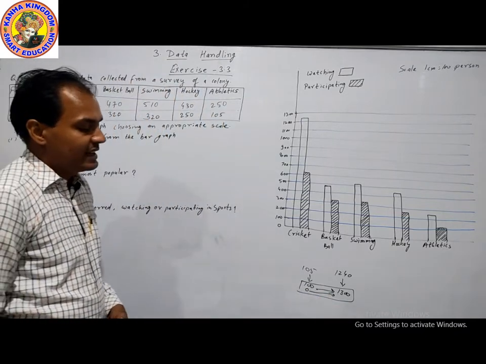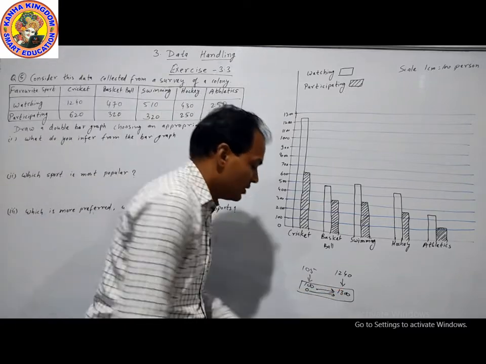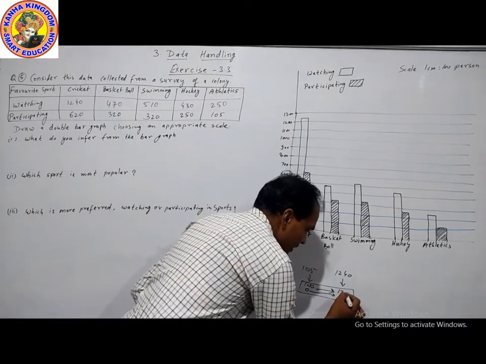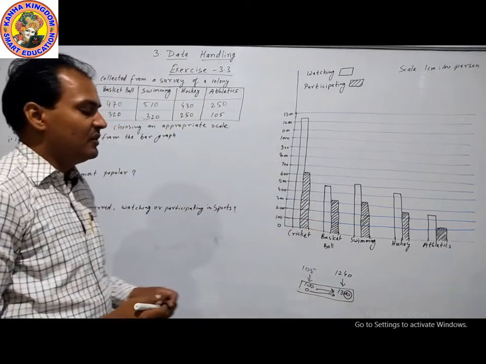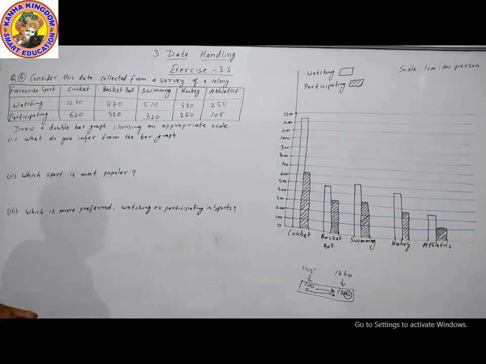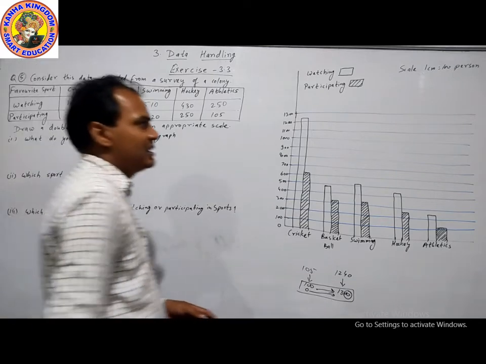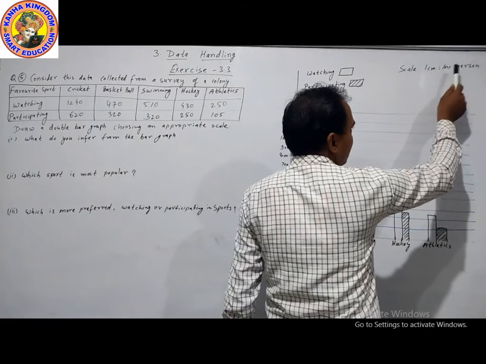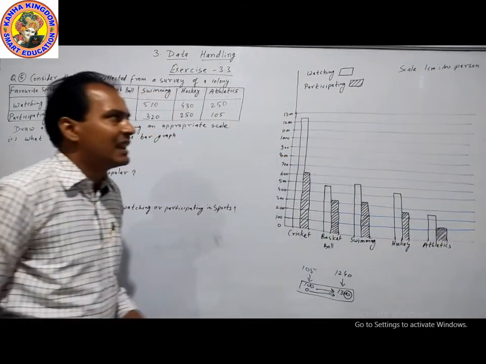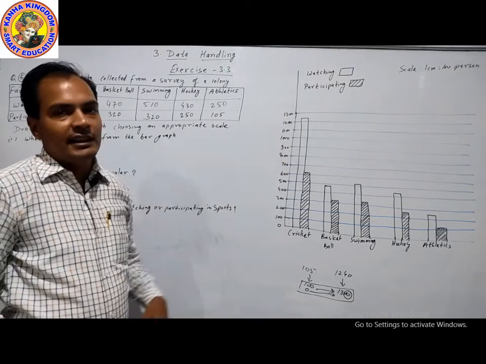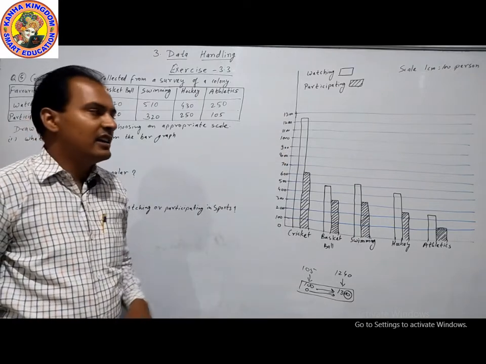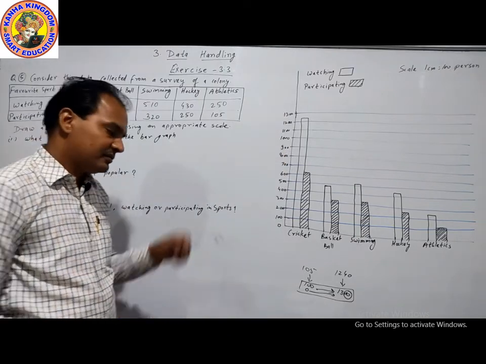Now choosing a scale: if we use 100 per line, we will use 13 lines for drawing the graph. So we use the scale 1 centimeter equals 100. One line is equal to 100. We will draw 13 lines in your copy. The lines are already drawn.